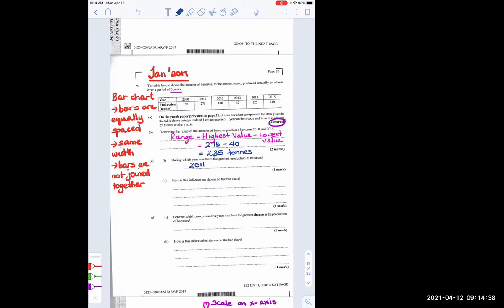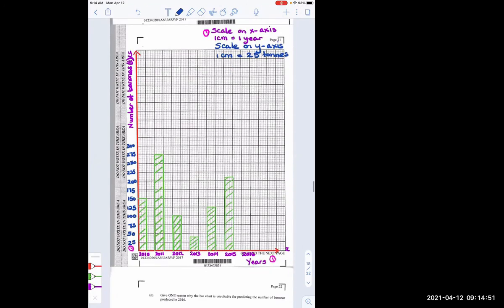And I want you, in your own words, to answer this question. How is this information shown on the bar graph? Write something. How do you know by looking at this bar graph that 2011 had the greatest production of bananas? Don't tell me as yet. You think about it and determine how you were able to identify that year.